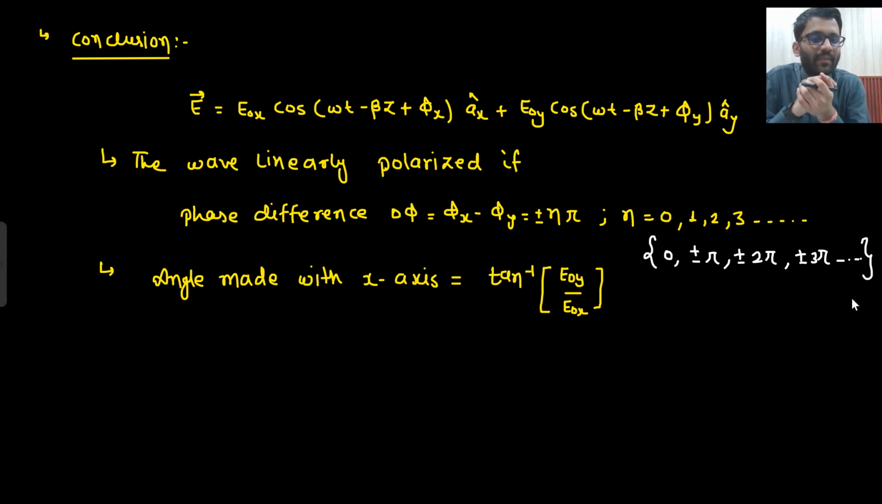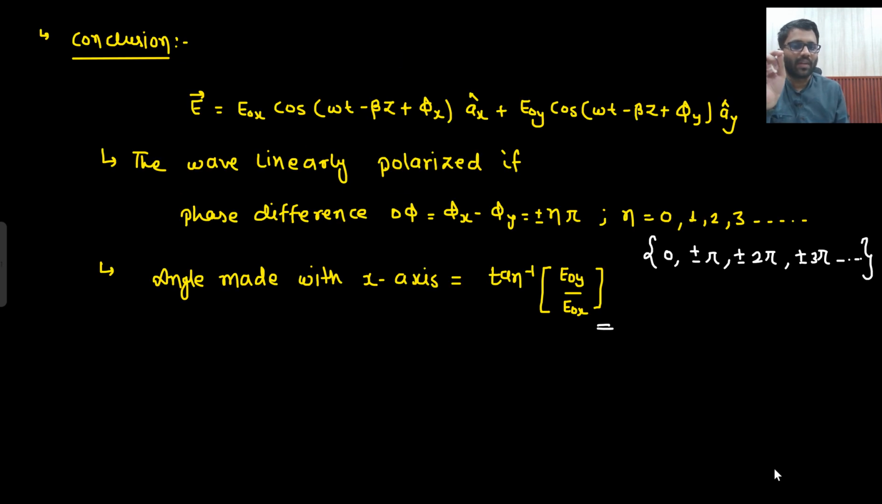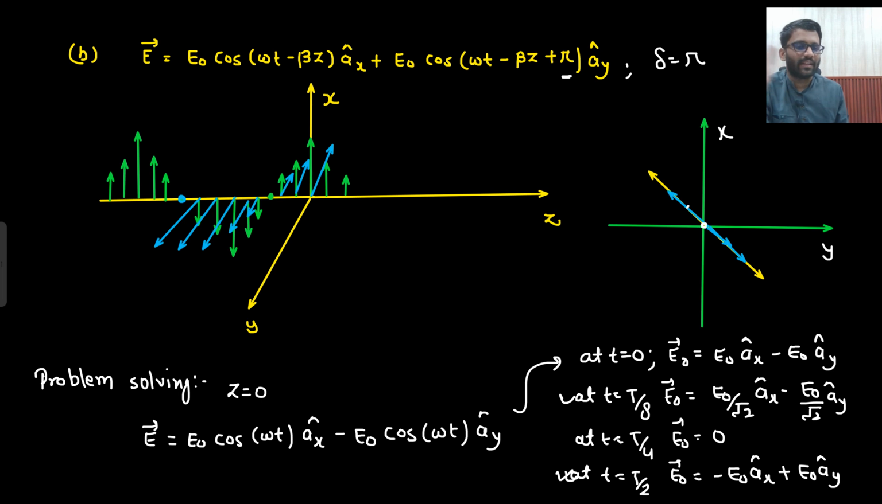And if they ask you the angle made with x axis, then you can say tan inverse E naught y by E naught x. But no need to mug up this formula. If they are asking the angle, then you make this geometry and quickly you will be able to tell the angle. Is that clear to you? So for the angle, I am not asking you to mug up any formula. You can quickly make the geometry and tell the angle.